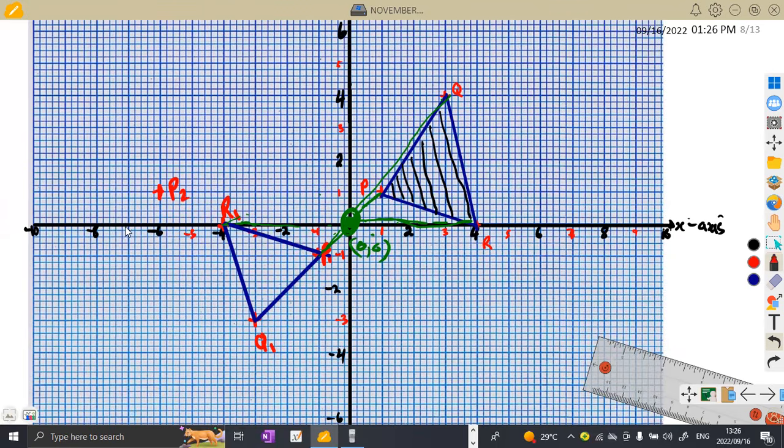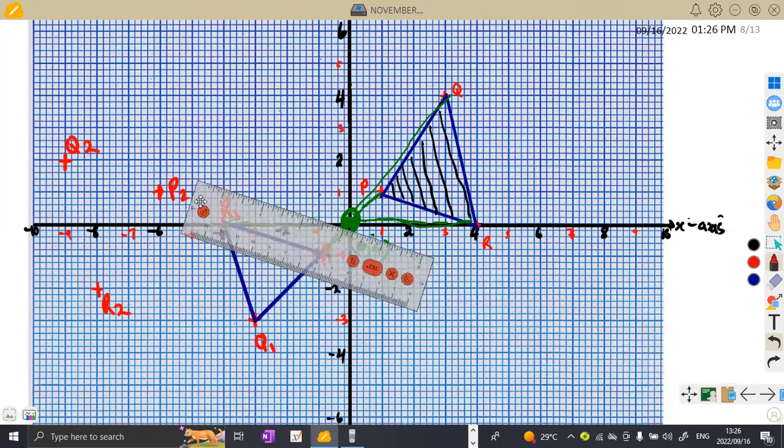Okay, our Q2 was negative 9, 2. If we still remember, it was negative 9. So this is negative 7, negative 8, negative 9. So negative 9 is here, and versus 2, we mark our point. So this is Q2. And R2 was negative 8, negative 2. So negative 8, negative 2 here. That's our R2. So from there, we have our shape, which is the triangle.